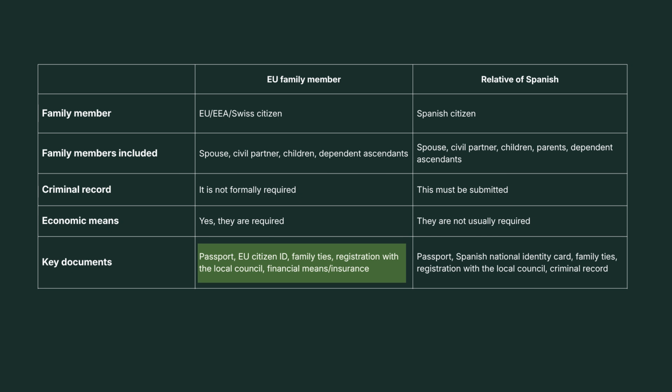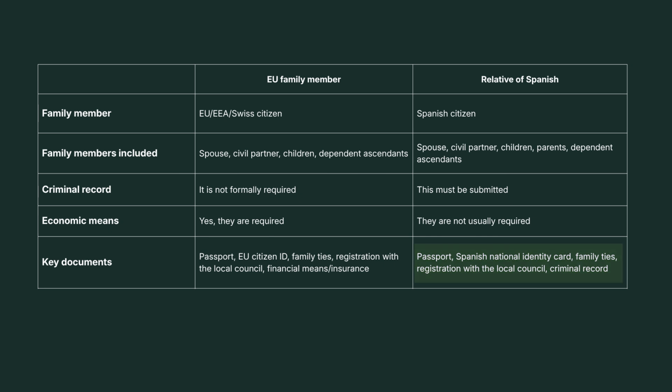when required. For residence as a family member of a Spanish citizen, you will usually need to submit the applicant's passport, DNI of the Spanish citizen, document proving the family relationship, empadronamiento or proof of cohabitation when required, criminal record certificate, and specific documents required under the family member of the Spanish citizen route.